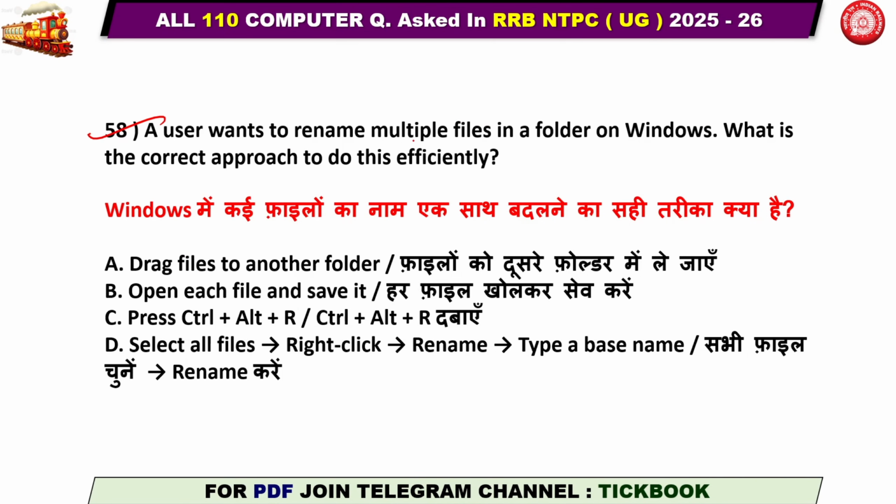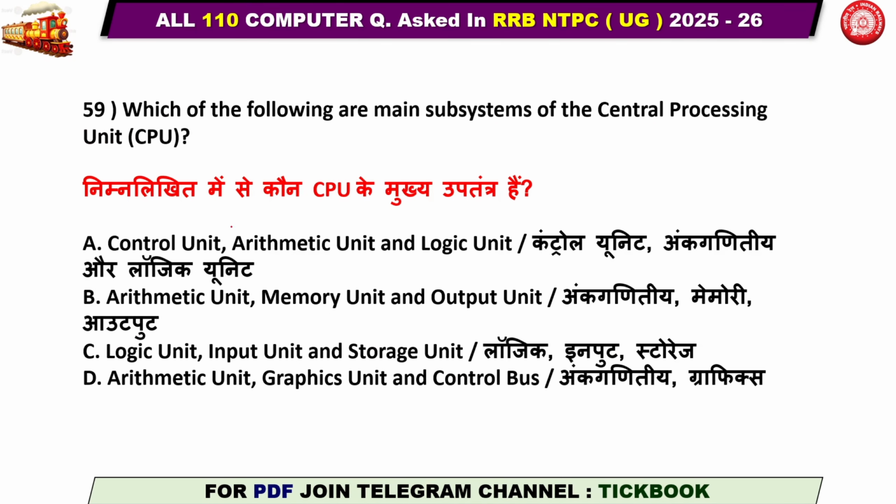58. A user wants to rename multiple files in a folder on Windows. What is the correct approach to do this efficiently? Option number D, select all files, then right click and then rename, type a base name. 59. Which of the following are main subsystems of the central processing unit, CPU? Option number A, control unit, arithmetic unit, and logic unit.